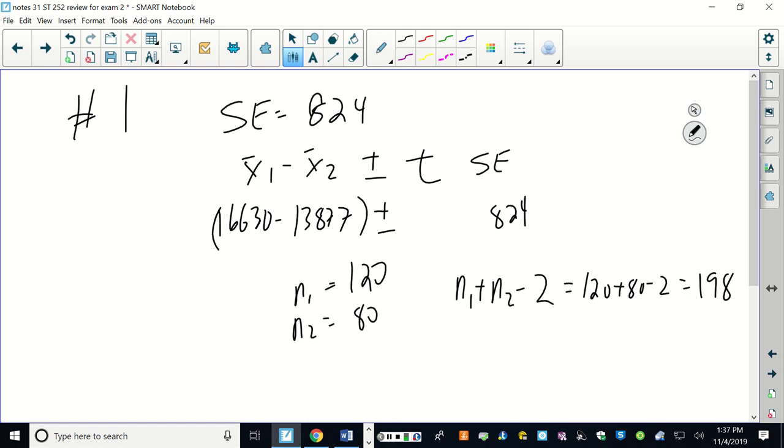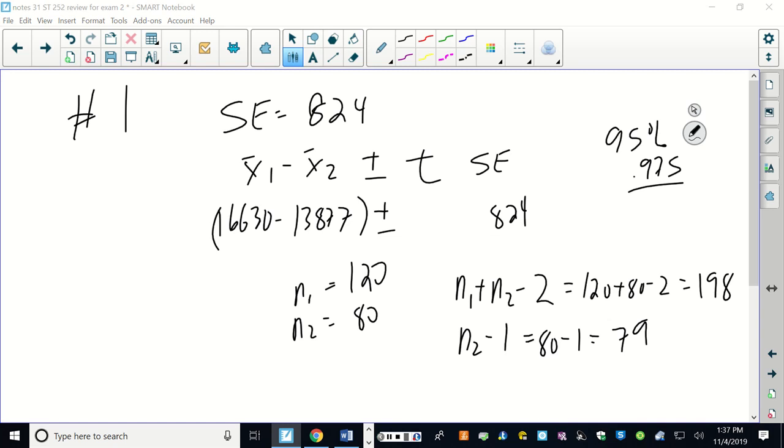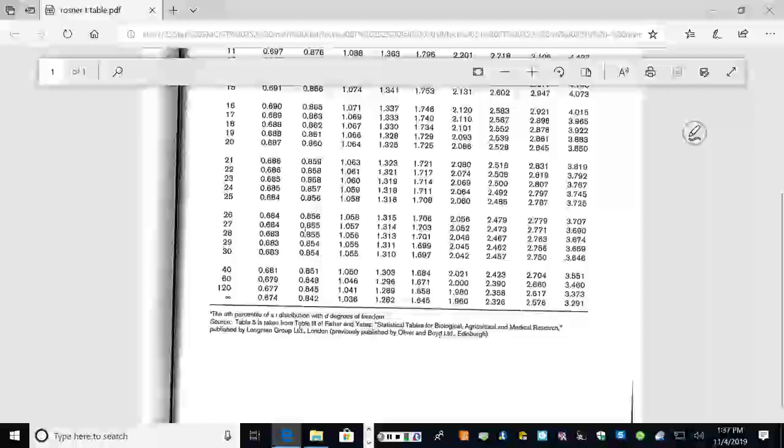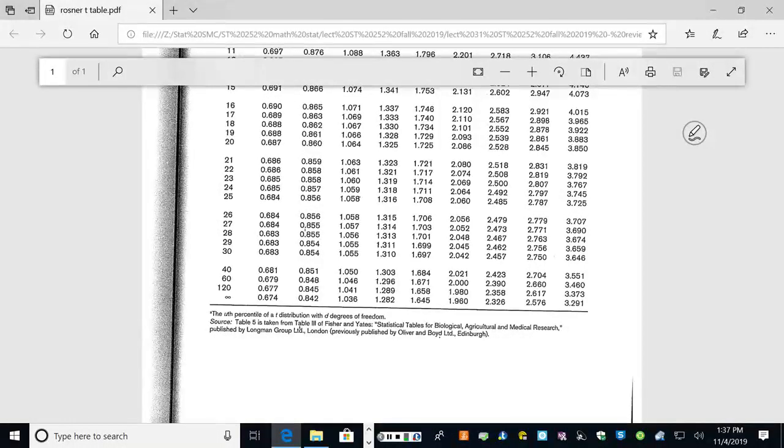The very conservative thing to do would be to use the smaller sample size minus 1, so 80 minus 1 is 79 degrees of freedom. Right? If we want to make a 95% interval, we'll look at the 0.975 column on that chart. If it was normal, we'd use 1.96. If it was 198, we don't exactly have 198 there, but we could probably use 1.98. That's going to be kind of close. If we had it exactly, maybe 1.97 if you chose something like that.